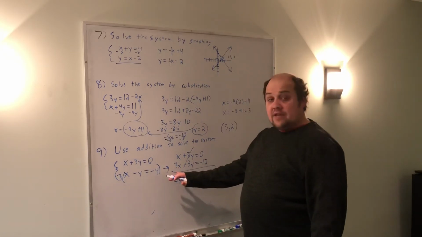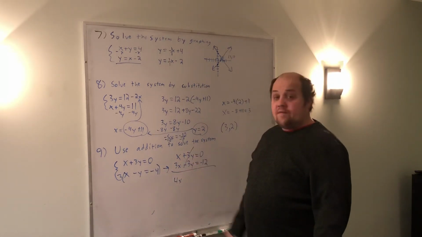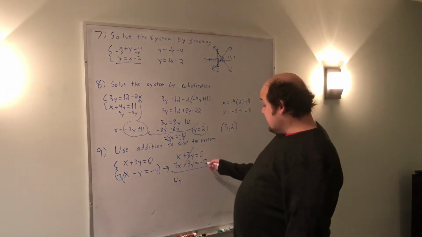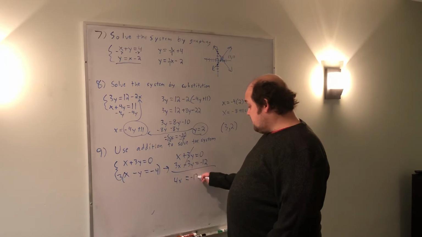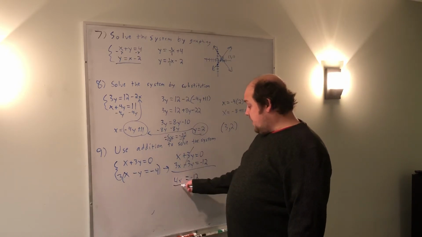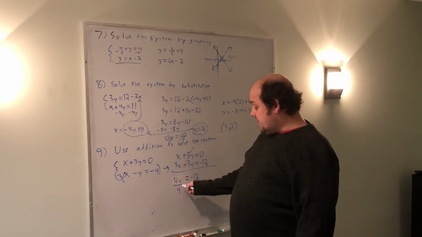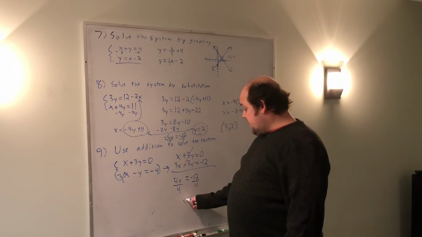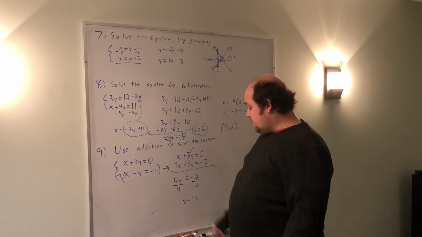To properly do the addition method, I want to make sure one of the 2 variables gets eliminated in this step. On the right-hand side, 0 minus 12 gives me negative 12. I divide the left-hand side by 4 so that I can get x alone. What I do to the left, I have to do to the right. So my final answer for x is negative 3.